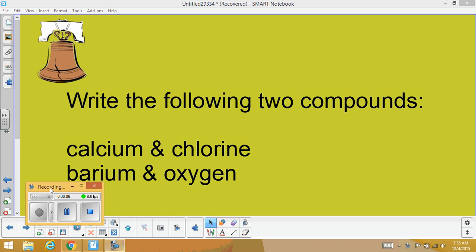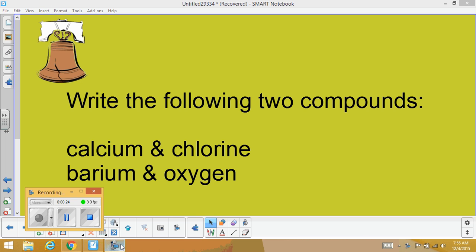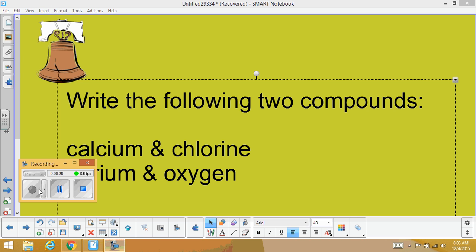We have the bell work up here, so if you guys and gals could complete this bell work, which is write the following compounds for the following two. We have combining calcium and chlorine, and then combining barium and oxygen. So please do that for bell work, and then we'll get to yesterday's homework.